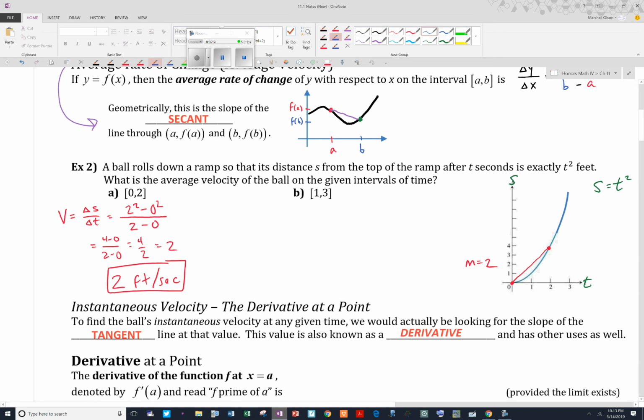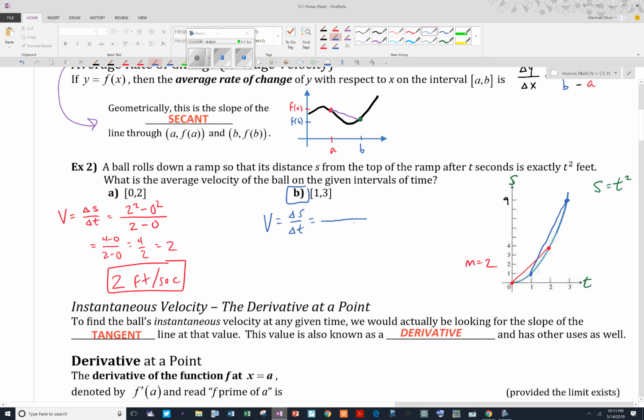From 1 to 3, here's the point at 1, here's the point at 3. Let's see, here's 4, 5, 6, 7, 8, 9 is right there, so that must be where this point is. I had to piece this graph together so it doesn't look the greatest. But here's that secant line right there. So we're looking for the slope of that secant line, and we're relating this to velocity. So velocity, again, is change in s over change in t.